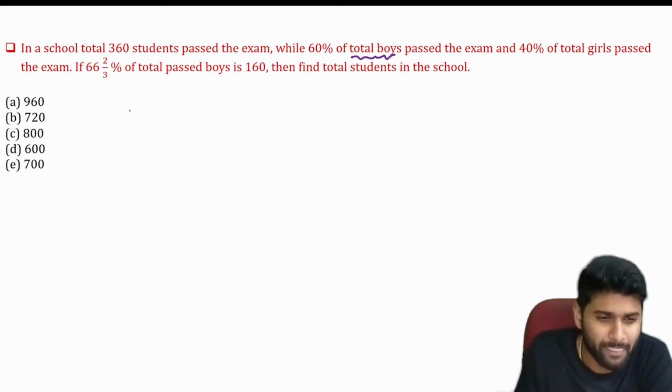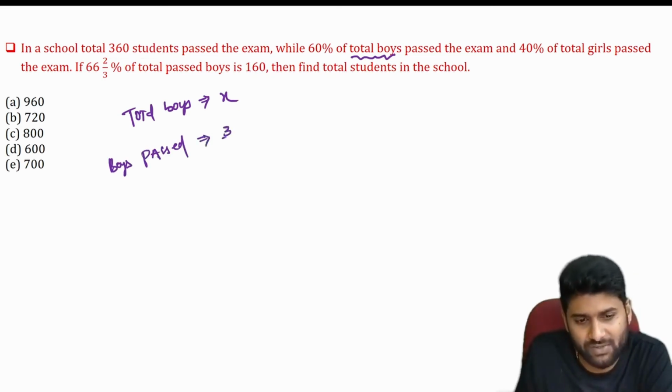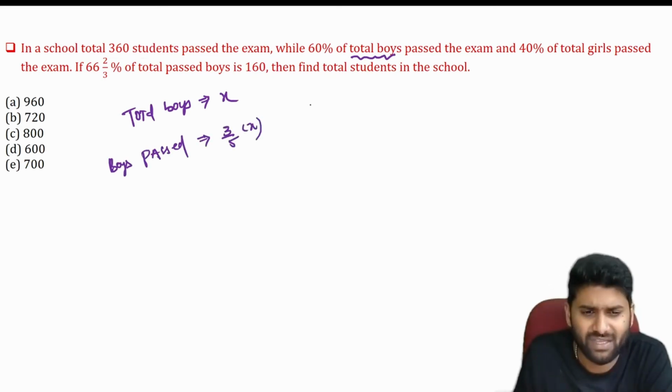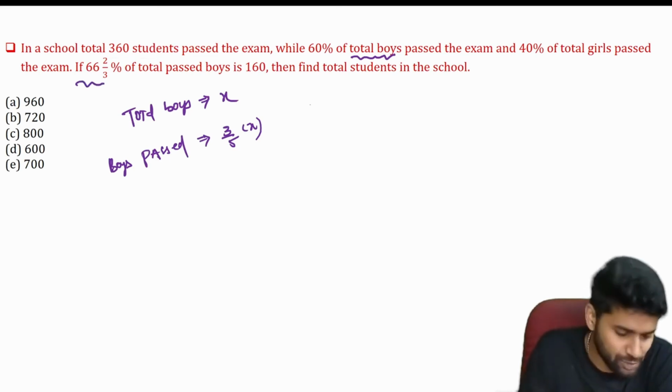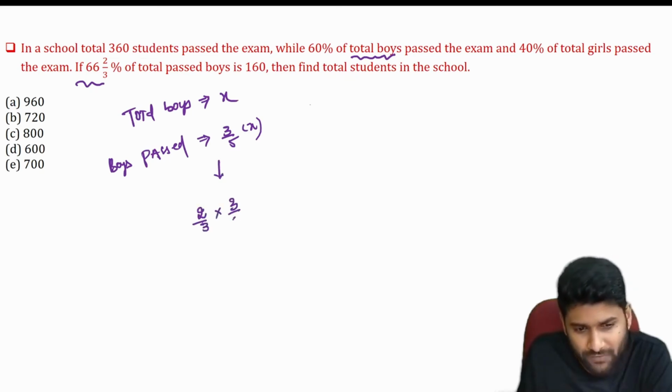Let's take it in this way. This is the major data. Total boys, let us assume X. Now, how many boys are passed here? The number of boys who passed is exactly 60%. So 3/5 of X passed. If you want failed data, that is exactly 2/5. Okay. Now we have a comparison. If 66 2 by 3 percentage of total passed boys, again 66 2 by 3 percentage means 2/3, of 3/5 of X value is exactly equal to 160.